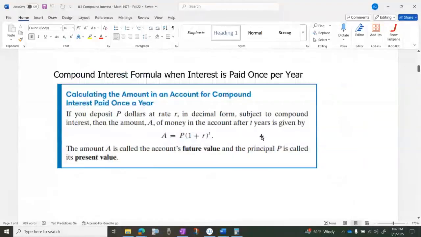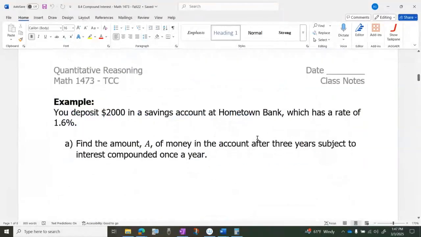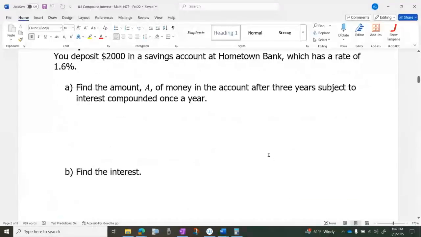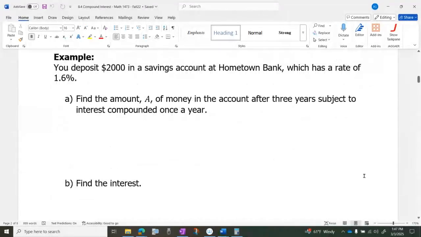Let's find a problem. Let me see this problem. Okay, this is a good one. Let's do this one. You deposit $2,000 in a savings account. In reality, the savings plan pays compound interest at a hometown bank, which has a rate of 1.6%. That is the annual interest rate. Again, annual. Part A, find the amount A of money in the account after 3 years, subject to interest compounded once a year. So this is very important information.